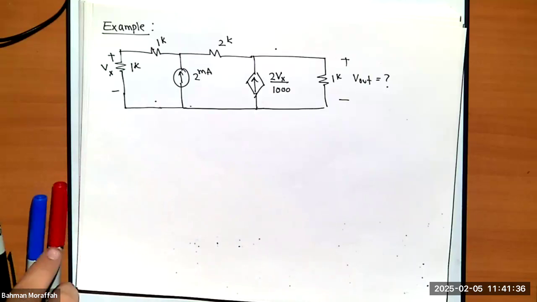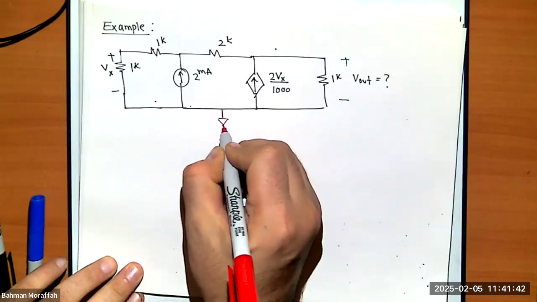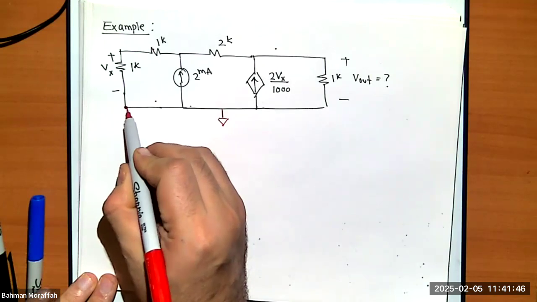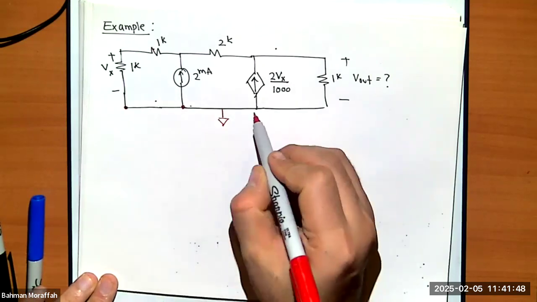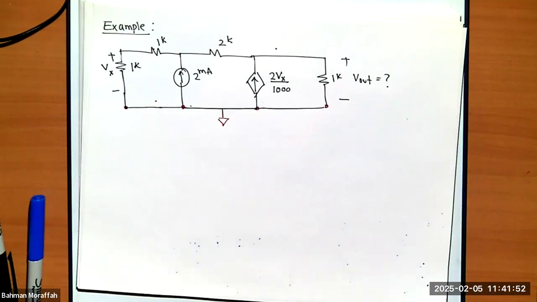What is the first step? Choose a reference. I'm going to choose the one down here as my reference. What it basically means is that the voltage here is the same as the voltage here, is the same as the voltage here, is the same as the voltage here, and they're all 0. That's what we know.